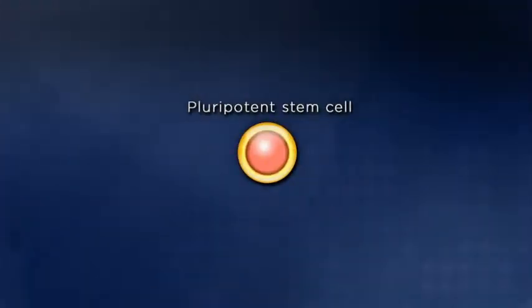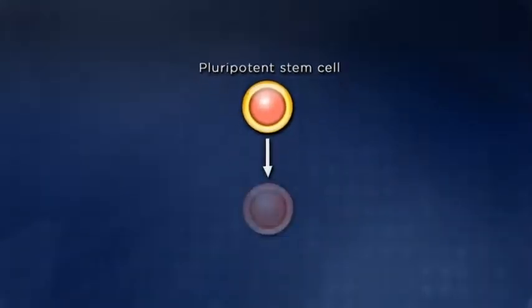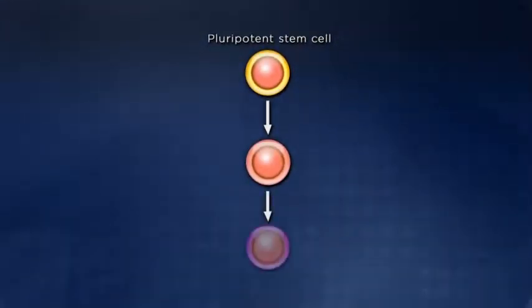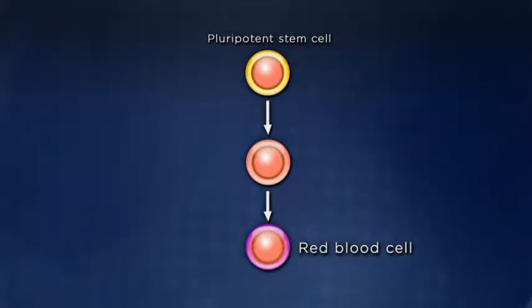So this can be a problem with cancer. But I'm talking now about differentiation. So here is a pluripotent stem cell, and then it becomes differentiated into various different types of cells. For example, here's a red blood cell and other differentiated cells. But in cancer, sometimes there's a blockage here.